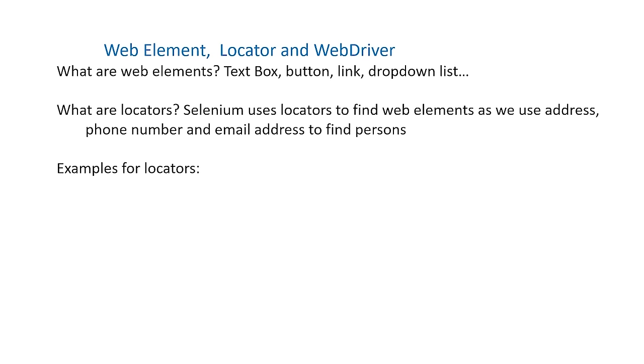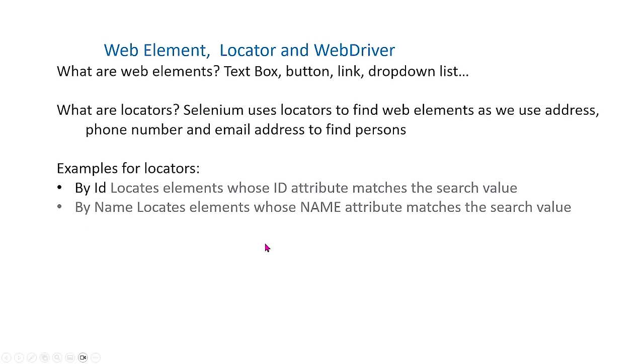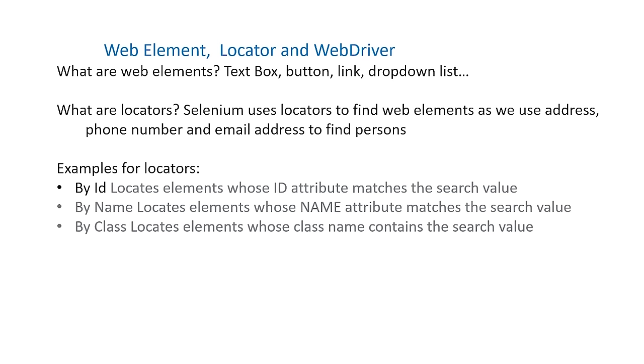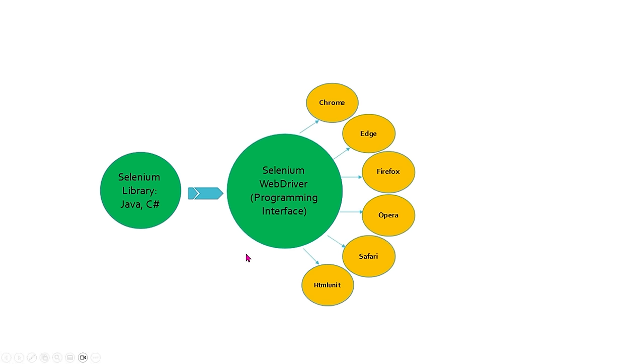Next, I'm going to give some examples of locators so it's a little bit more clear to you. Selenium has a function called By ID that you can use to locate elements whose ID attribute matches the search value that we give it. By name locates elements by the name attribute so that it matches the search value. And then by class locates elements according to the class value, matching the search value. There's also by CSS selector, which locates elements matching a CSS selector. So these are all ways you can find locators. And then there's by link text, which locates anchor elements whose visible text matches the search value. And by XPath locates elements matching an XPath expression. Those were all just a very general overview of locators, and we'll be using a bunch of locators and web elements later in this video.